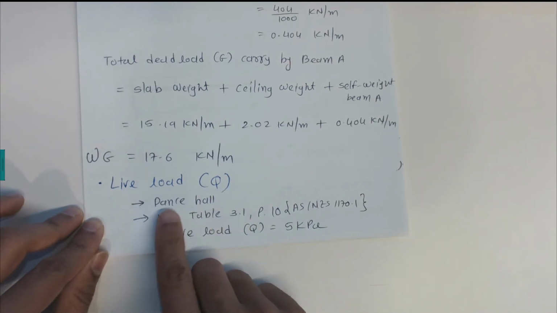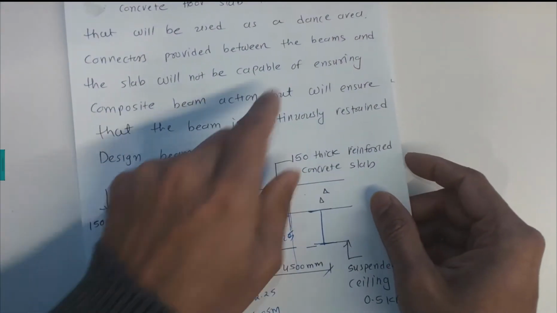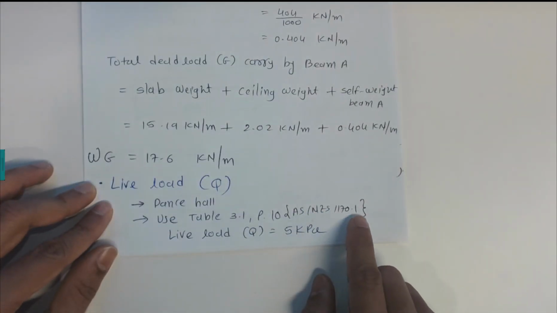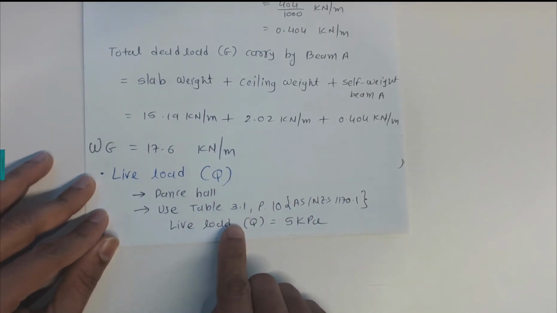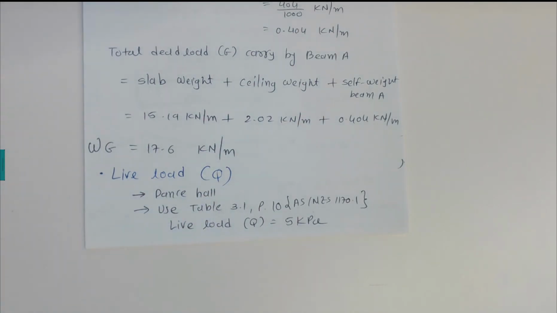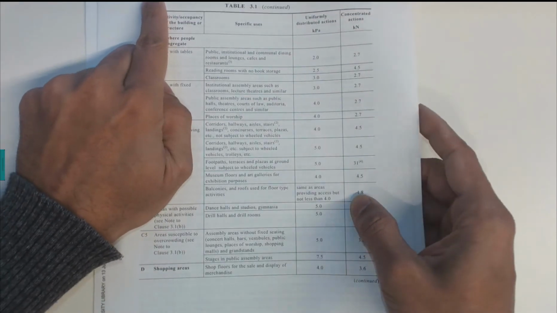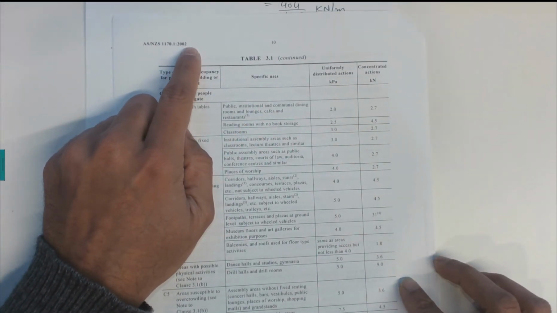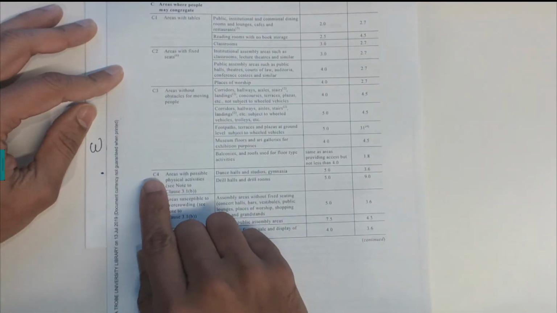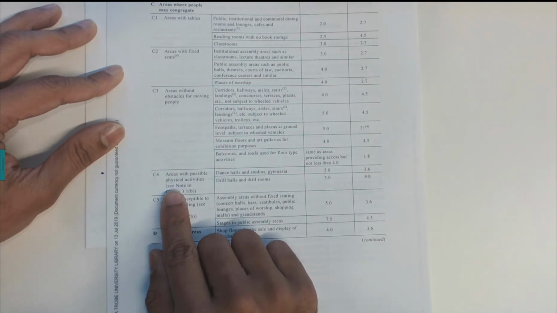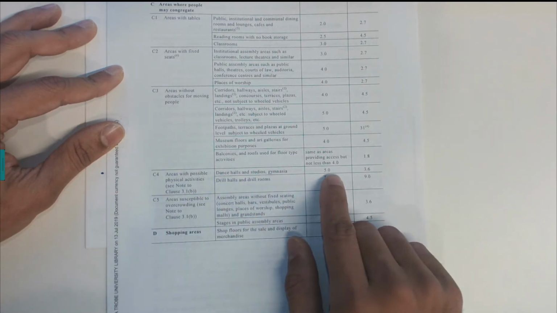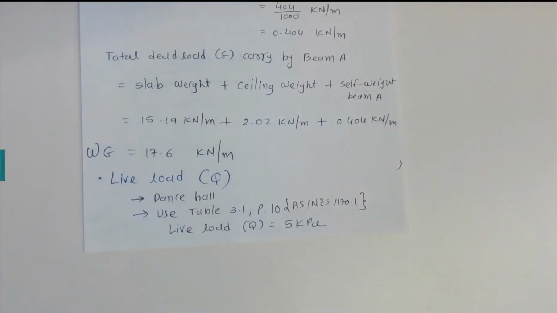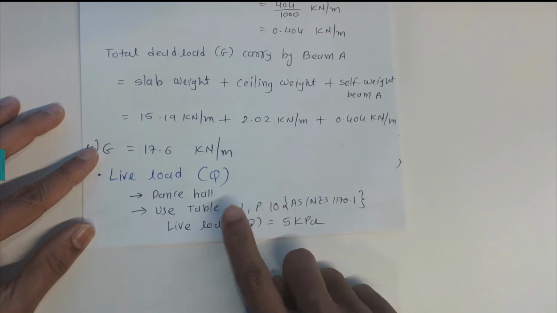Now we need the live load as well. This slab is used for the activity that is given, that is a dance area. So we need to check the Australian standard AS/NZS 1170.1, 2002, table 3.1, on page number 10, to find the live load used for a dance hall. In section C4 we have areas with possible physical activity, and that includes dance hall, studio and gymnasium. It has 5 kilopascals as the live load that we obtain from this Australian standard.